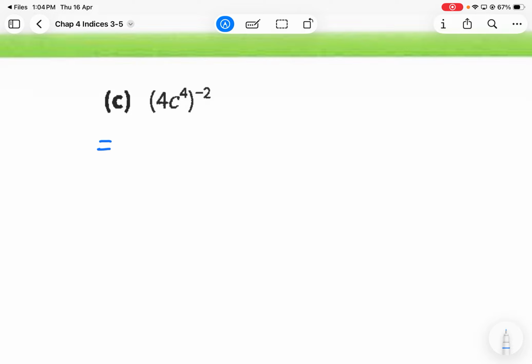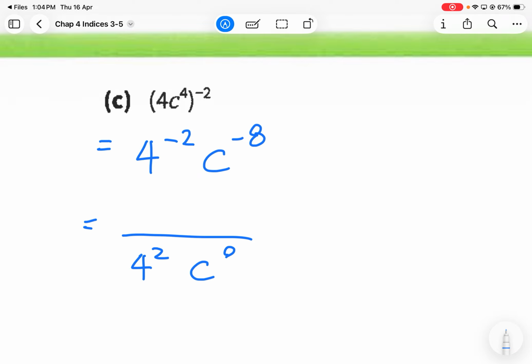So my -2 must be given to the 4, and my -2 must also be given to the C. So I will have 4 power -2 and C power -8. Then I don't want negative power, that's why my 4 squared goes to the bottom. My C power 8 goes to the bottom also. Then I must write a 1 on top.